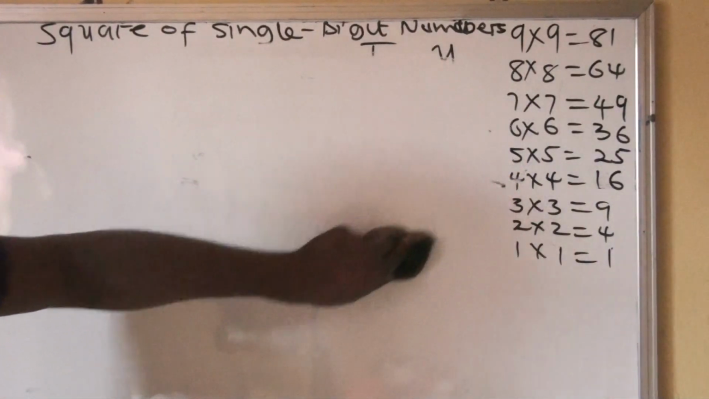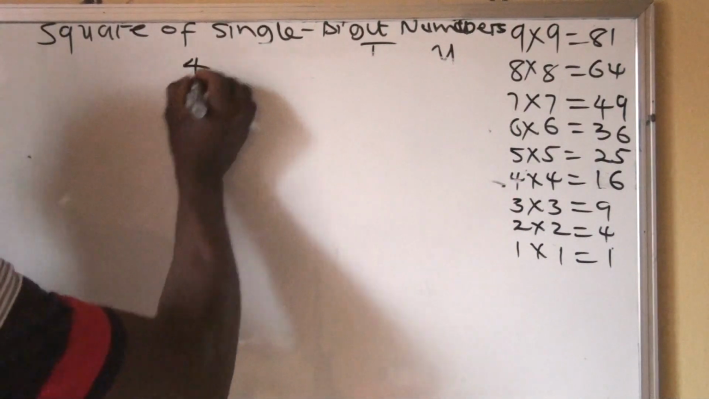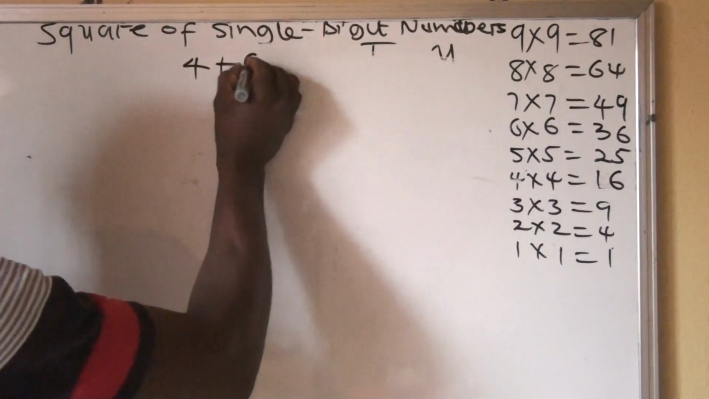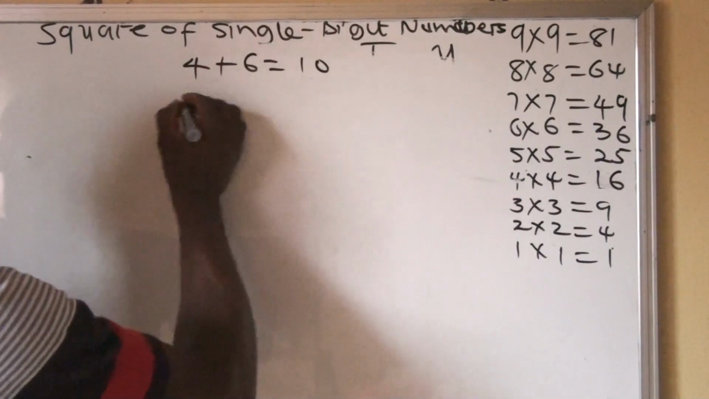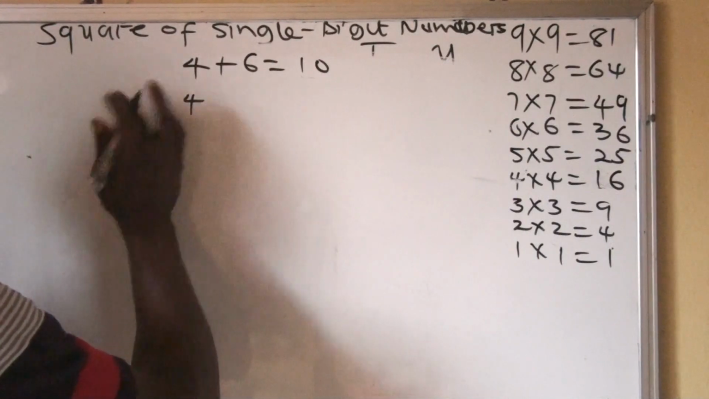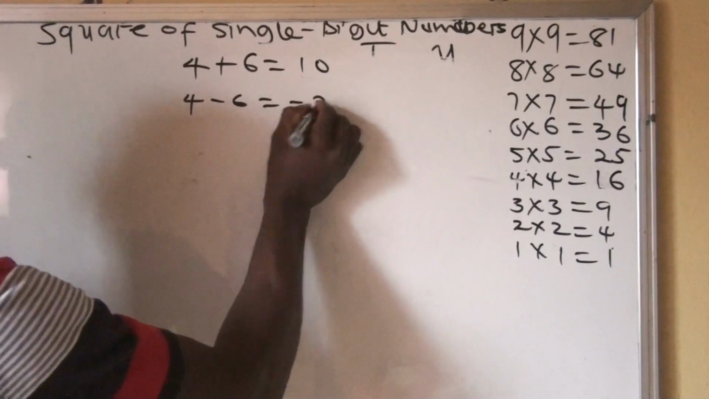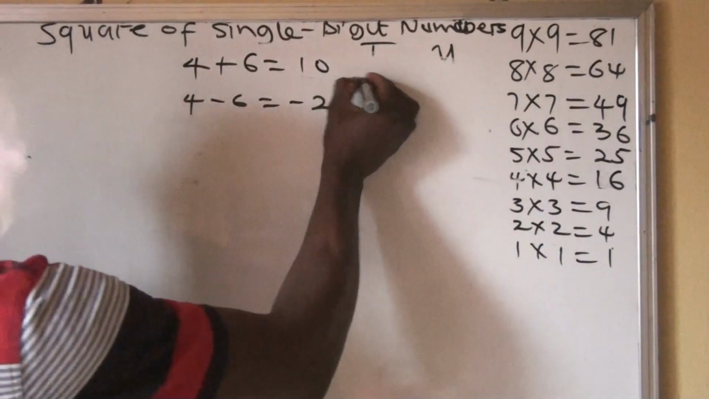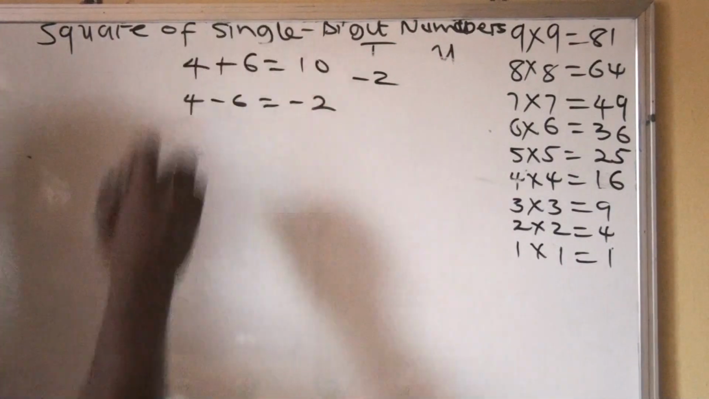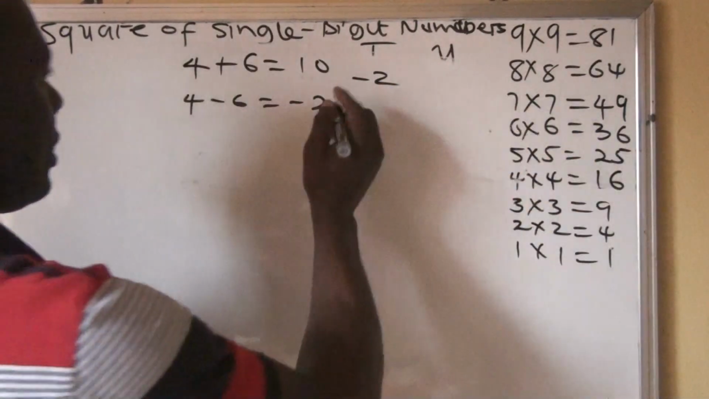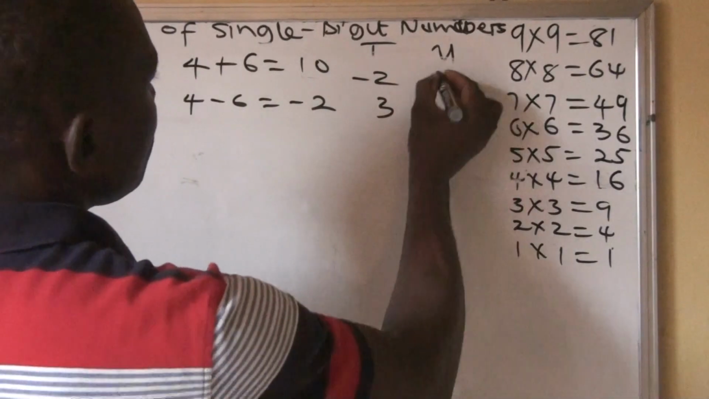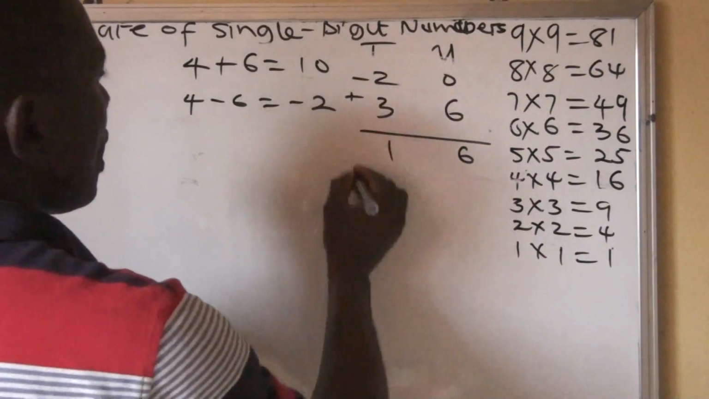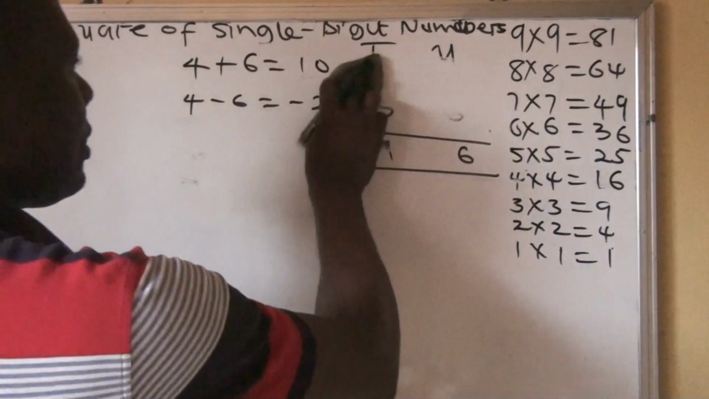Alright, let's move on to 4. For 4, what number do we need to add to 4 to make it 10? It is 6. So we say 4 take away 6. We're going to have a negative 2, minus 2. We put it here. And the square of 6 is 36, we put it under here. We add, this is 6, 3 minus 2 is 1. You see that it is 16.